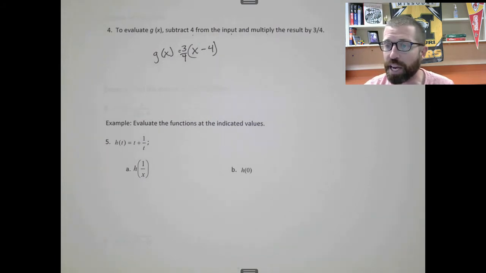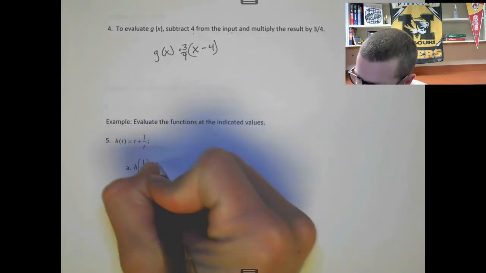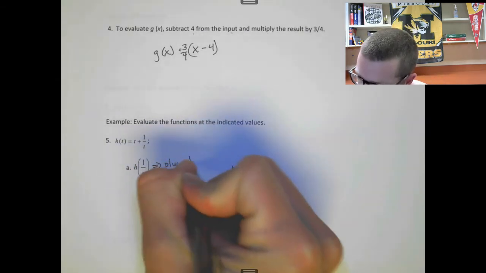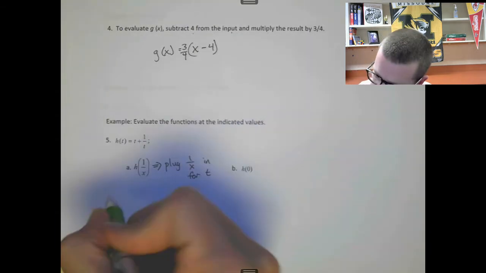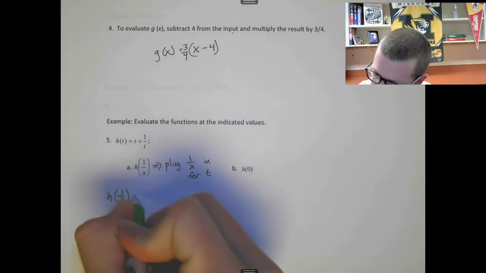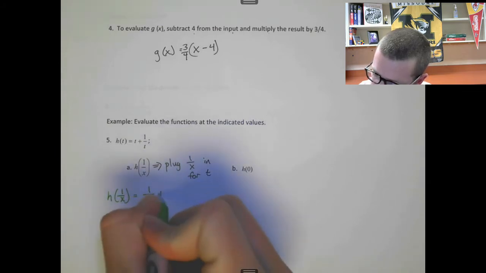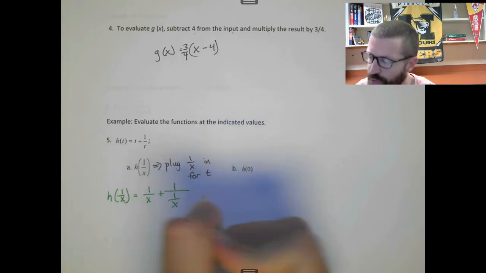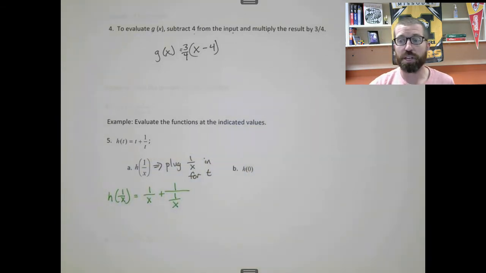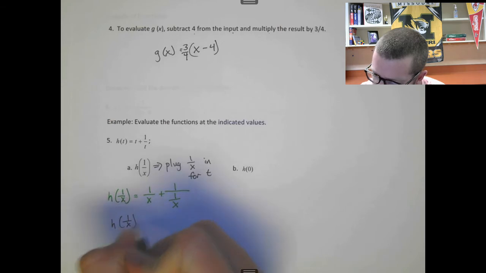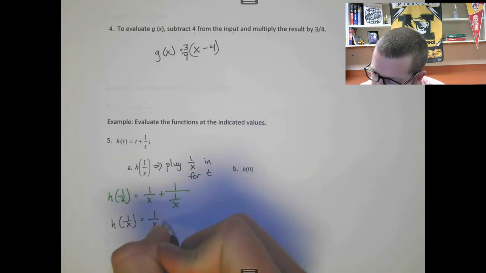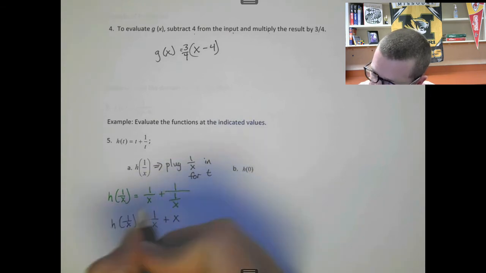Okay, on example 5 with a and b, it says evaluate the functions at the indicated values. This means to plug 1 over x in for t. So everywhere you see a t, h of 1 over x, we're going to write a 1 over x. That'd be 1 over x plus 1 over 1 over x. Technically, you could say you've plugged it in, but we always like to simplify it. We're dividing by a fraction, so you multiply by the reciprocal. So h of 1 over x is equal to 1 over x plus just x, to simplify that.